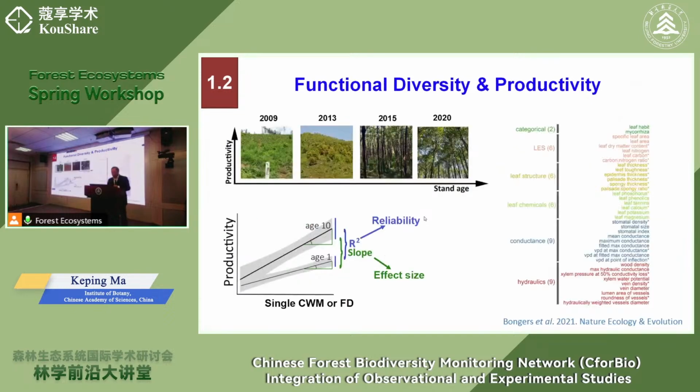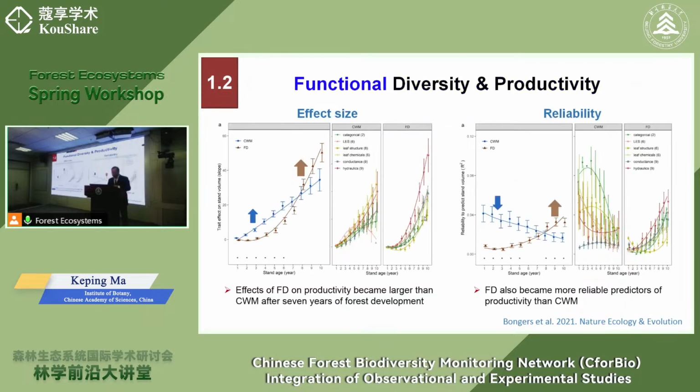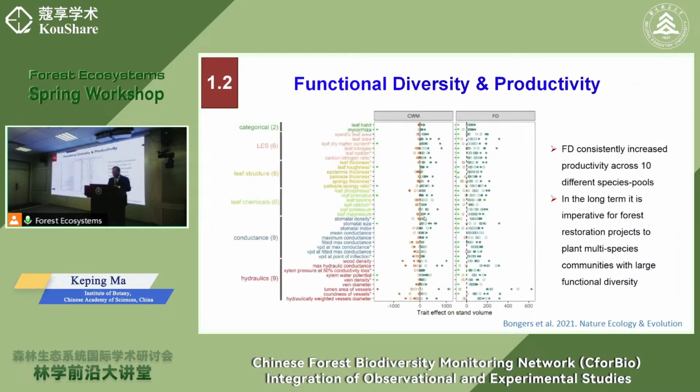And I'd just like to briefly introduce: we selected 38 functional traits to carry out the analysis. From these slides, you can see we set up two different indices, effect size and reliability, and both show that functional trait diversity and primary productivity are positively related.